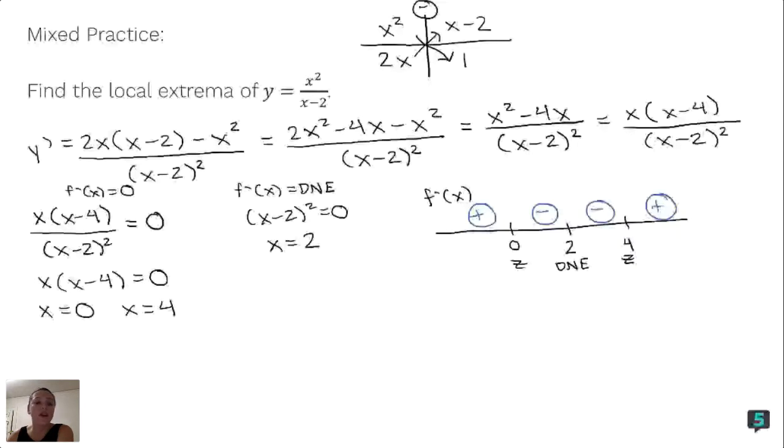We want to find the local extrema, though. We want to find the local max and the local min. For my local max, I'm looking for where f of x is changing from increasing to decreasing. At what x value is f of x changing from increasing to decreasing?